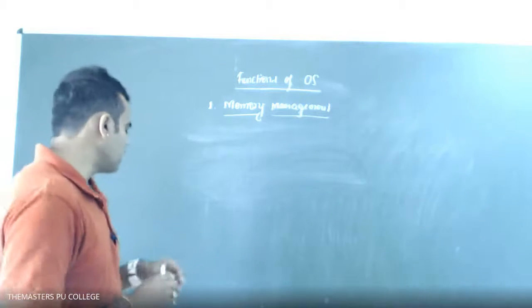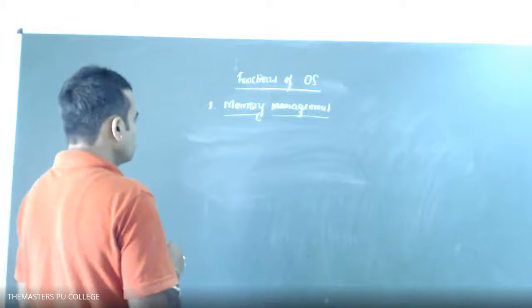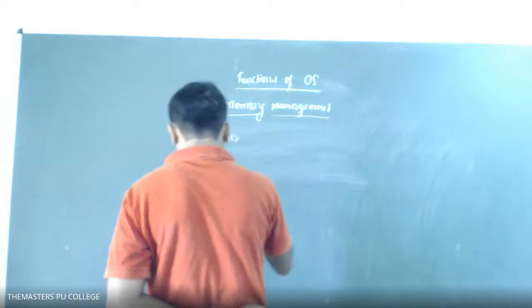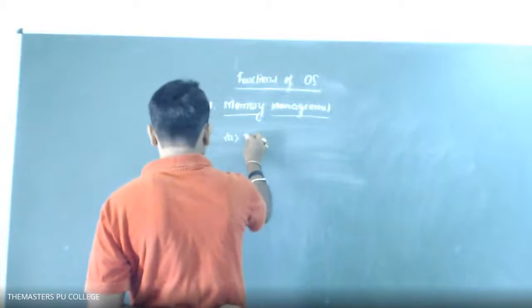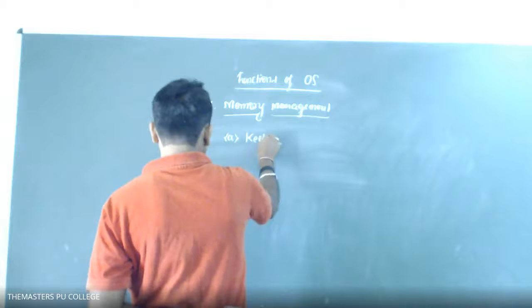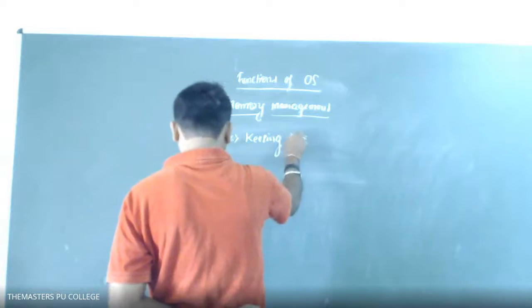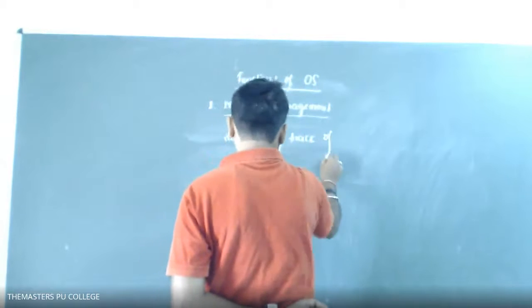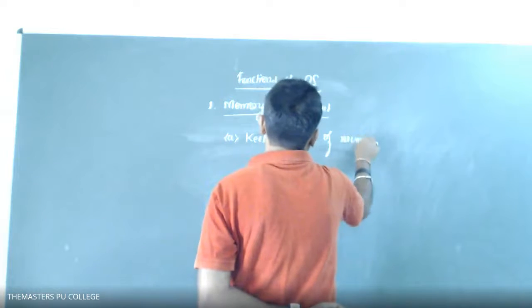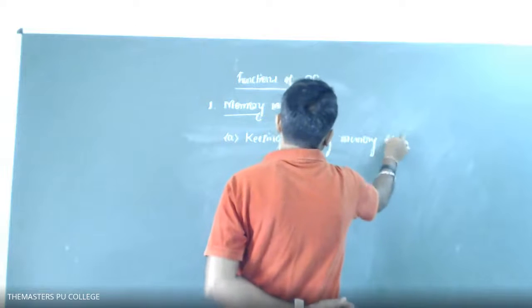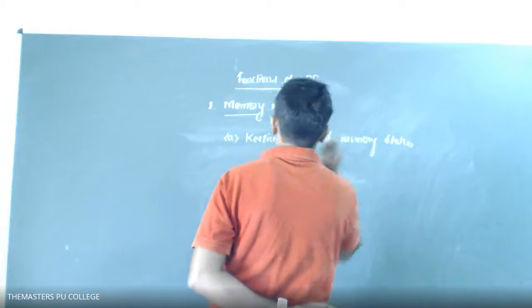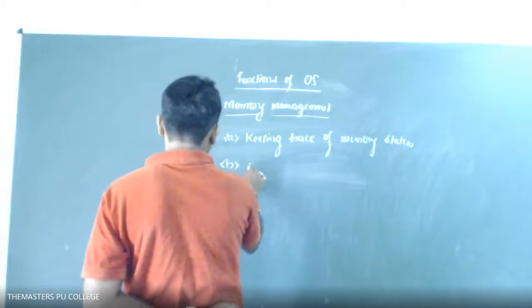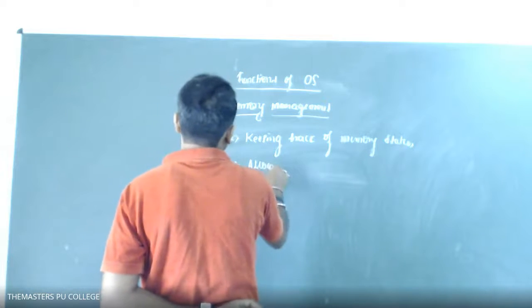So how could you manage this memory? We have the points like, first one, keeping the track of memory status. Keeping the track of memory status. Next, number B, allocation policy.